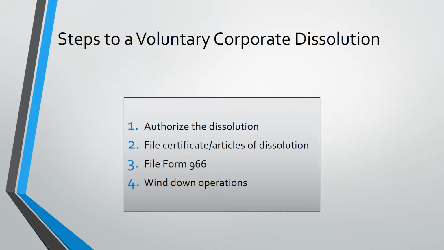Shareholders can voluntarily dissolve a corporation by authorizing the dissolution, filing a certificate or article of dissolution with the State Secretary of State's office, filing IRS Form 966, and then winding down operations.